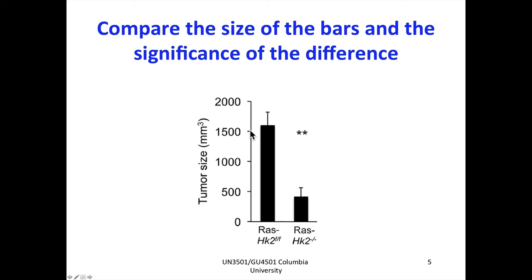1,500 cubic millimeters is quite large, extremely large. 400 or 500 is still a decent size, although it's obviously a lot smaller than 1600. And again, there's some error, a little more error it looks like associated with these measurements, but still, based on the test they did, the tumor size in the HK2 null cells is significantly less. In other words, unlikely to be due to just random error of the measurement, but a genuine difference in the tumor size under these two conditions.